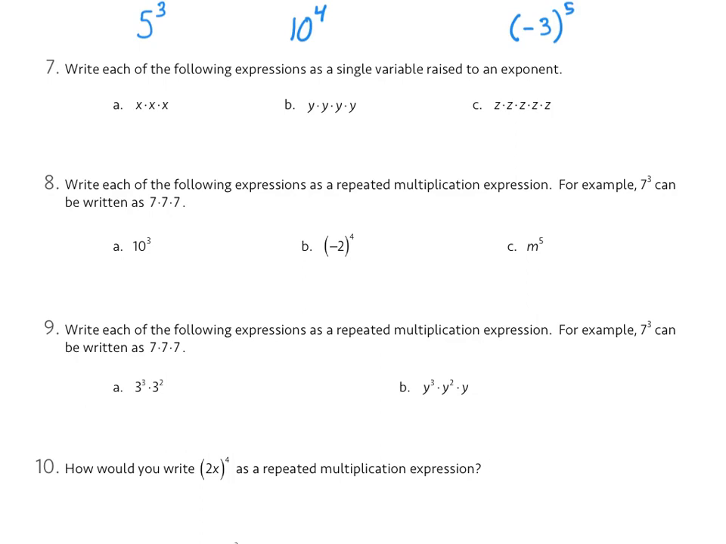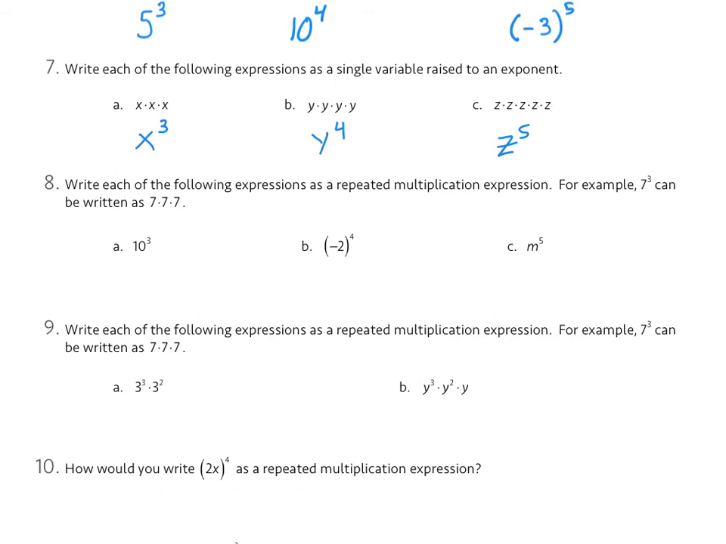Number 7, write each of the following expressions as a single variable raised to an exponent. Part A, there are 3 x's multiplied together. That is x to the 3rd power, or x cubed. Part B, there are 4 y's multiplied together, so that's y to the 4th. Part C, there are 5 z's, so z to the 5th power.